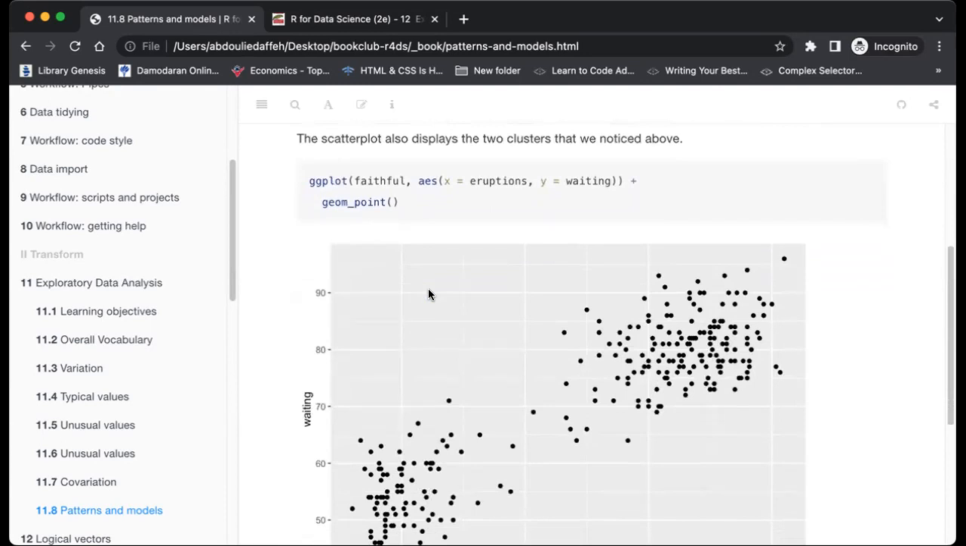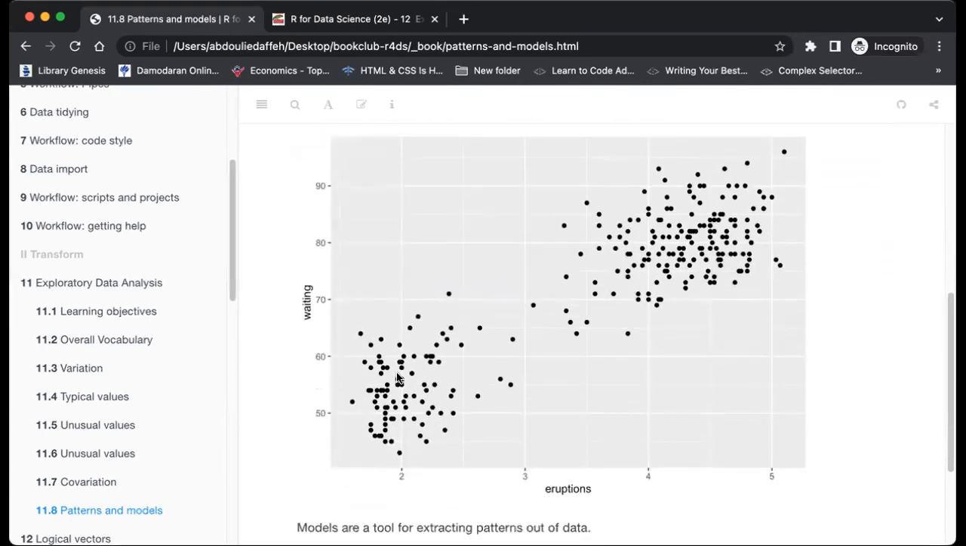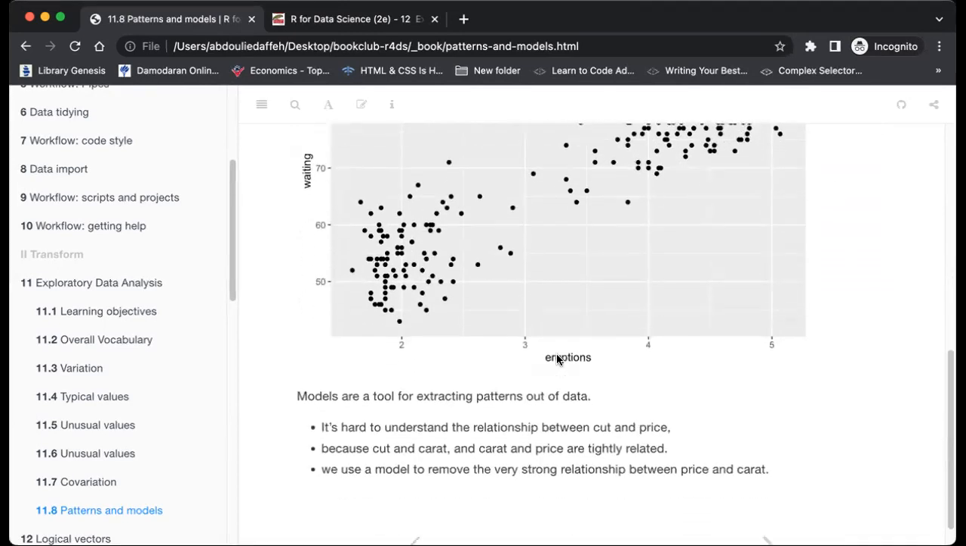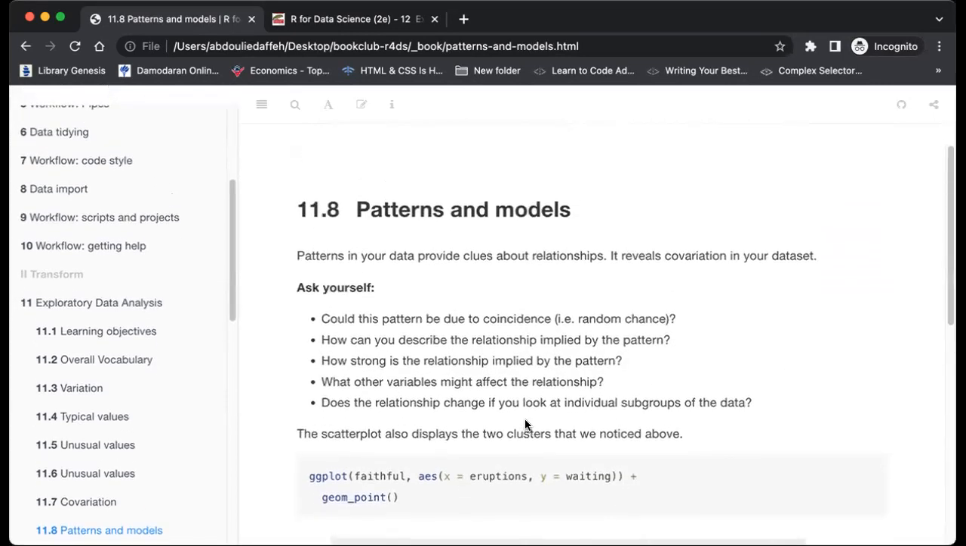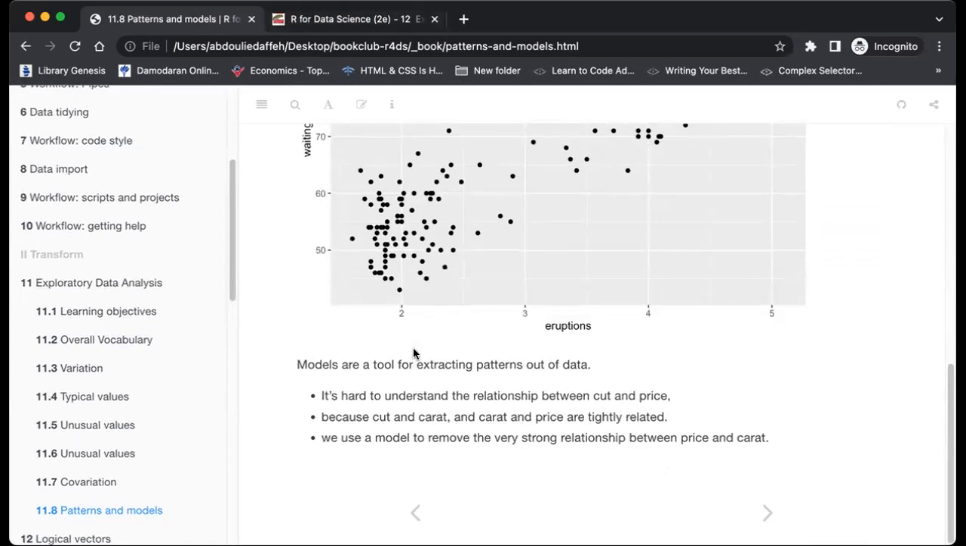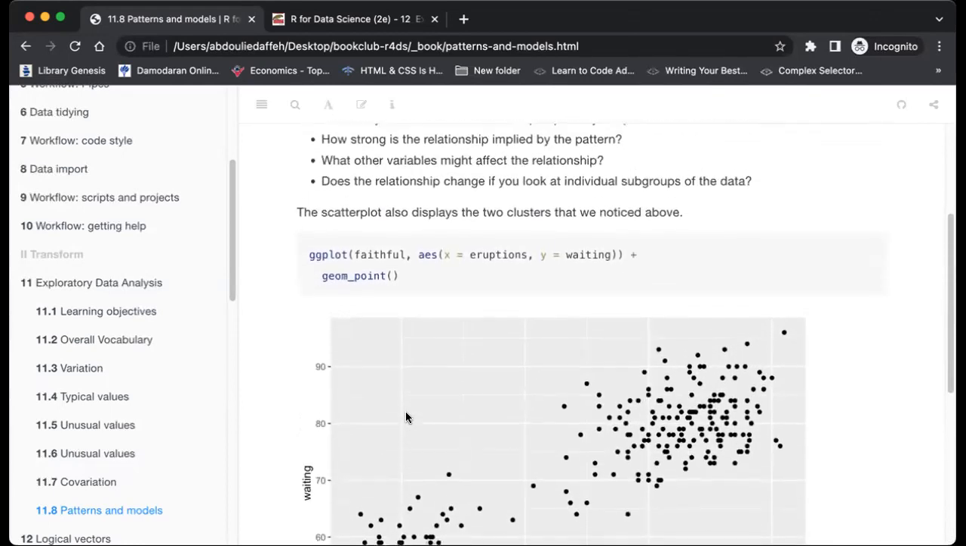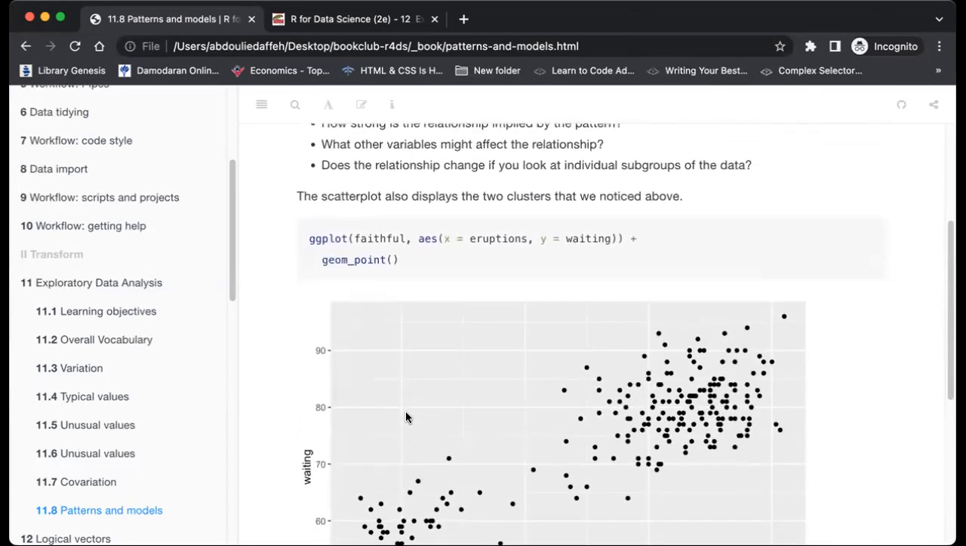So this is the scatter plot of the eruption data. Previously we displayed this eruption using a histogram, and we can still see the two subgroups. It mentioned a little bit of modeling. Models are a tool for extracting patterns out of data. It's hard to understand the relationship between the cut and the price. Here we are struggling, as the relationship was not very clear. But it's arguing that you could build a model which could help to do this.